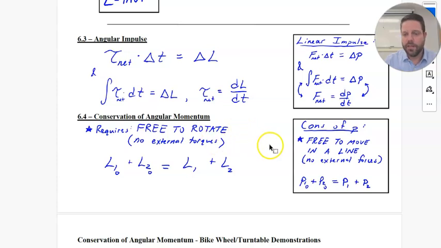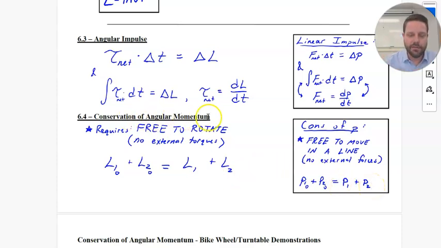Conservation of angular momentum, again, we can use the template of linear momentum, which required, under the conditions that this was derived, that all objects are free to move linearly, meaning no external forces acting on the objects. The only force acting is the force between them when they collide, for example. And we would say then the total system momentum before has to equal the total system momentum at all times.